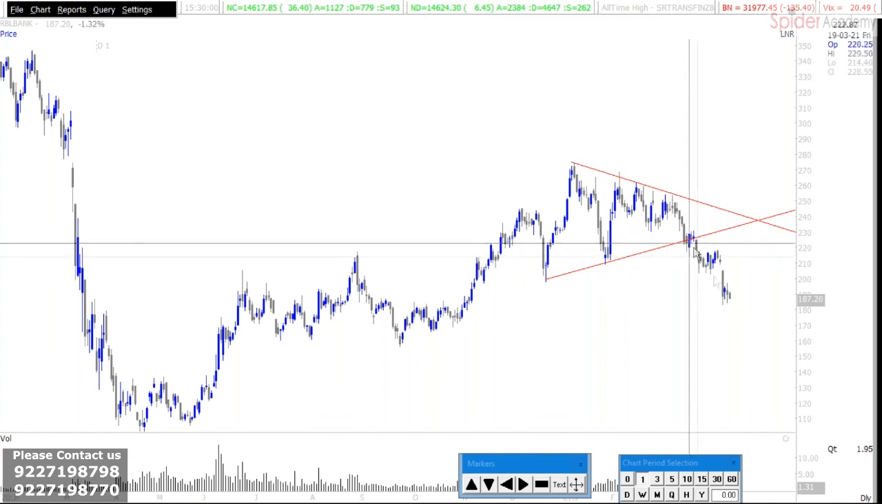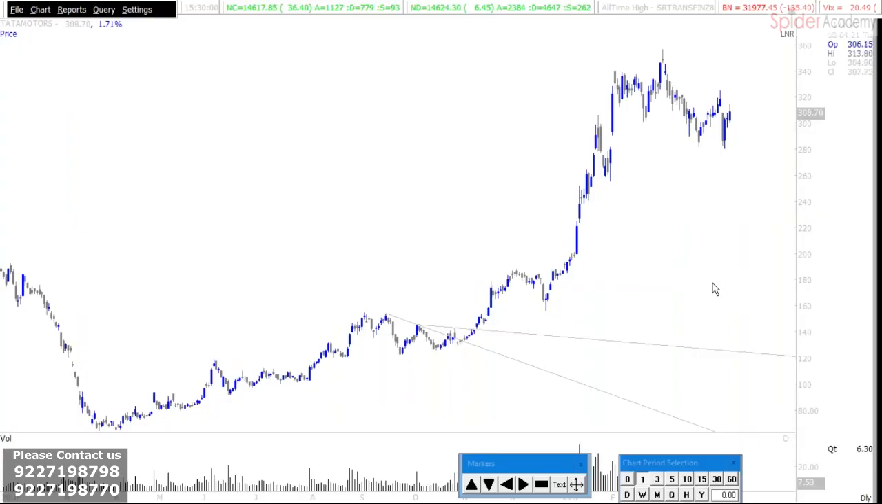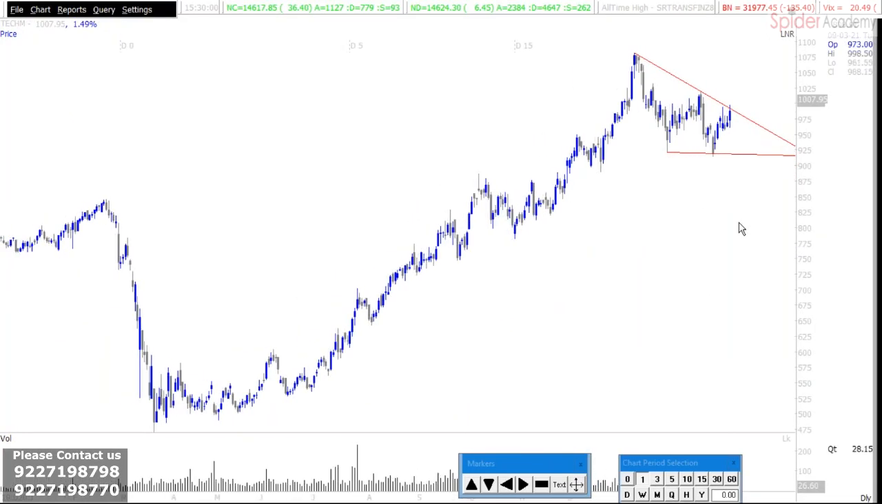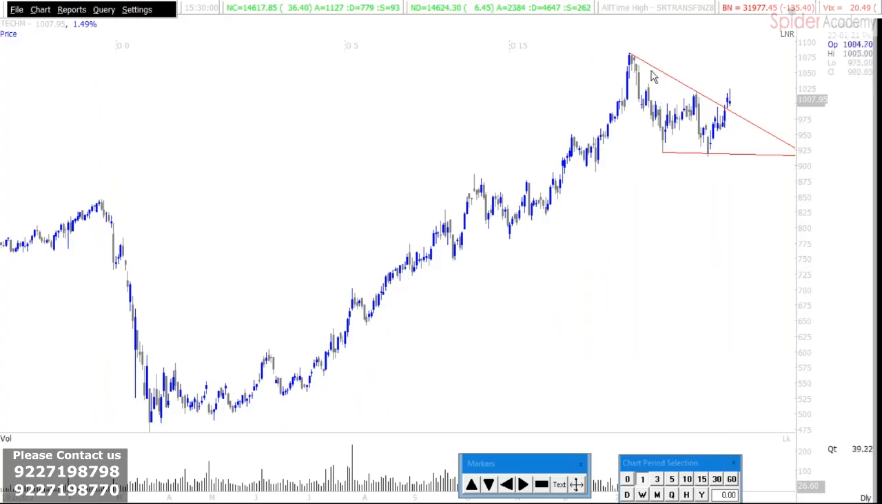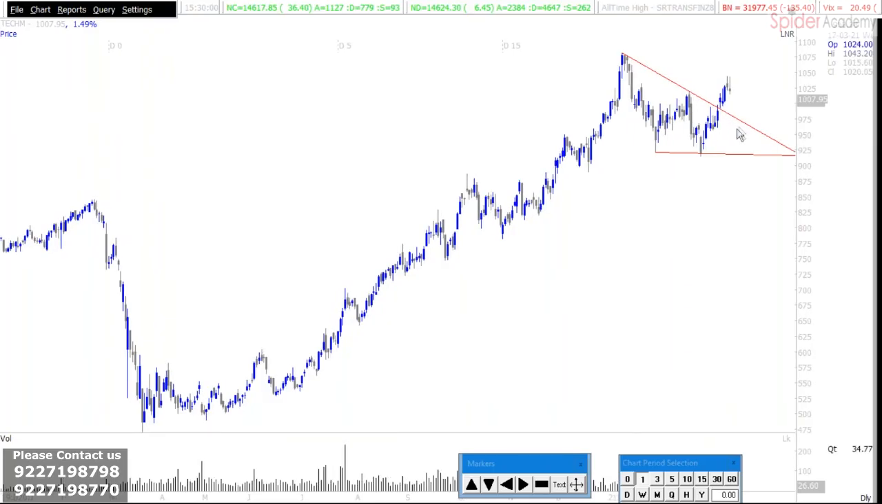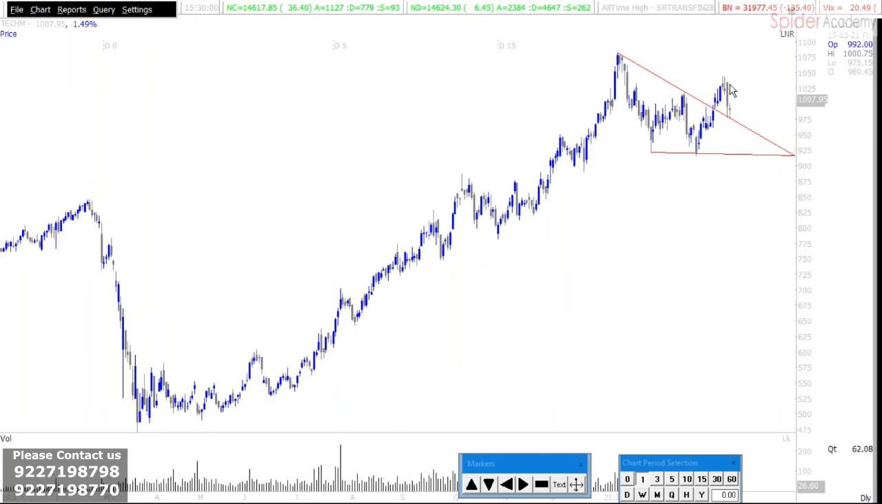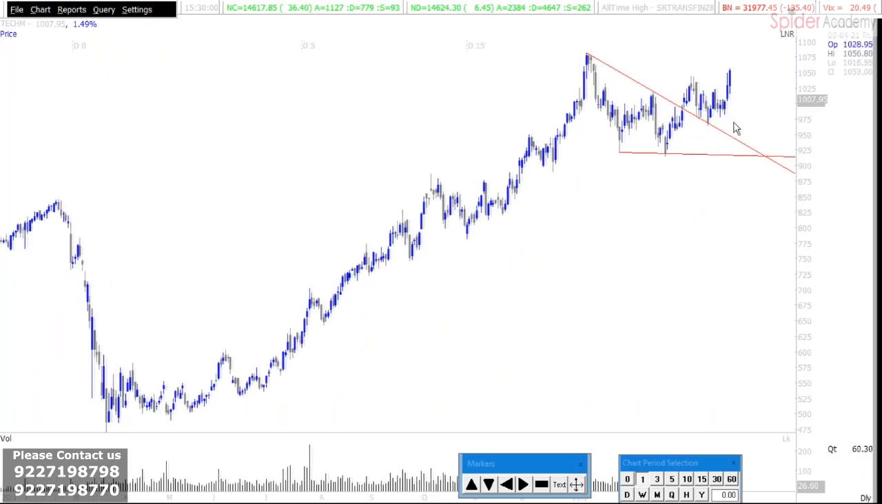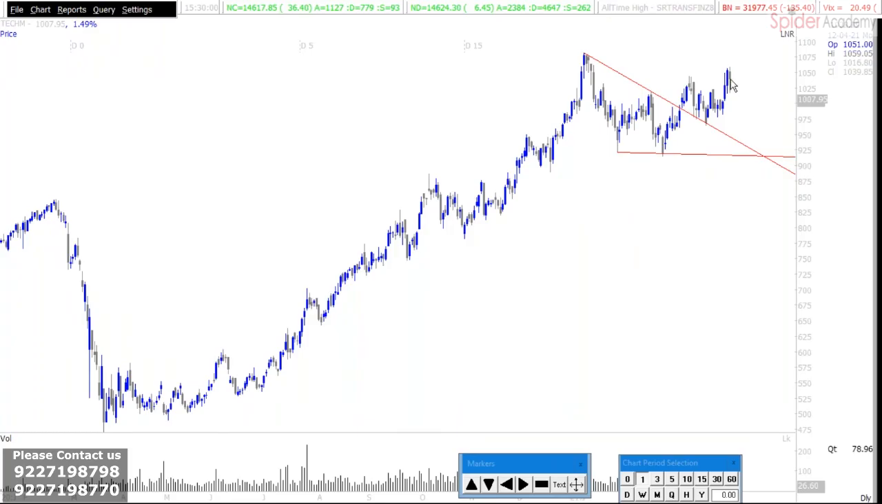So the breakdown happened here, and then the stock just gave way up. Okay, there is Tech Mahindra. So this is again an example of a descending triangle where the breakout happened. So after this breakout, probably the target was not met, but the stock did come down and then it is going sideways and then it moved up.